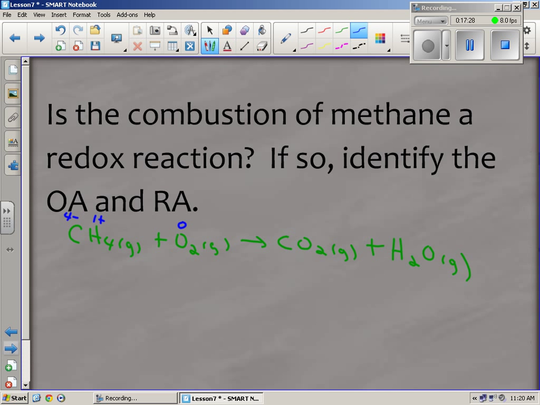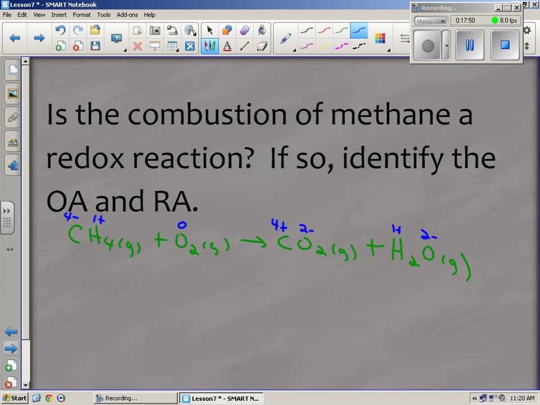I got an oxygen over here, that's a 2 minus. That's a total of 4 minus, so that's a 4 positive oxidation number. Here I got my water, good old water, 1 plus, and a 2 minus, of course, for water. Always. Okay? So the question is, is this a redox reaction?